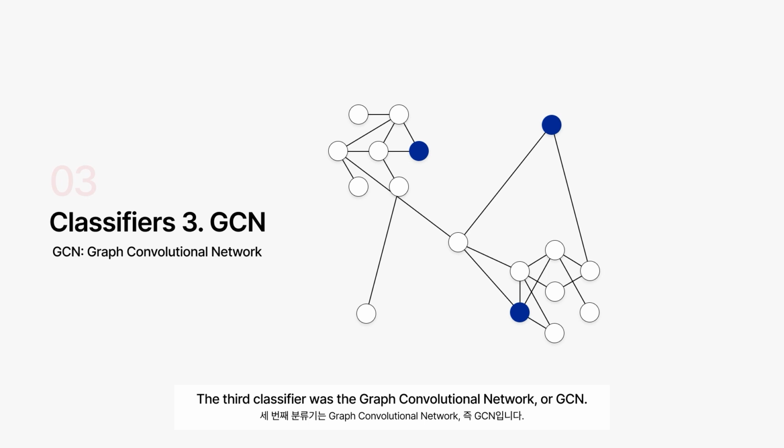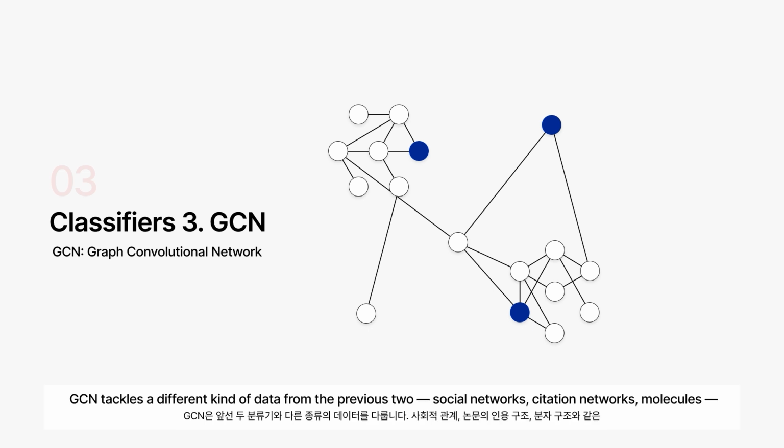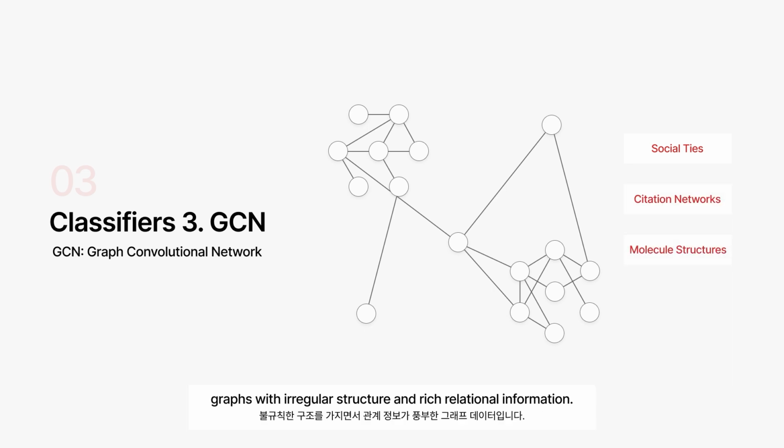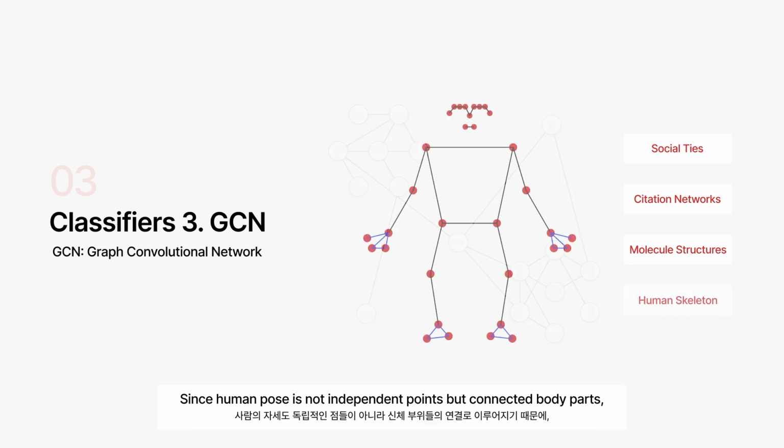The third classifier was the Graph Convolutional Network, or GCN. GCN tackles a different kind of data from the previous 2: social networks, citation networks, molecules, graphs with irregular structure and rich relational information. Since human pose is not independent points but connected body parts, we assumed a graph structure would be more appropriate than SVM or MLP.